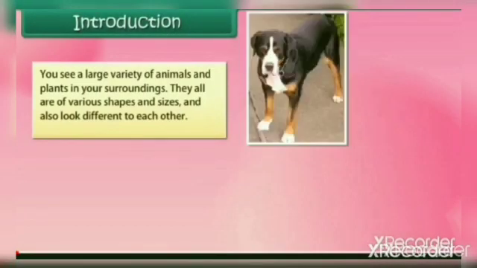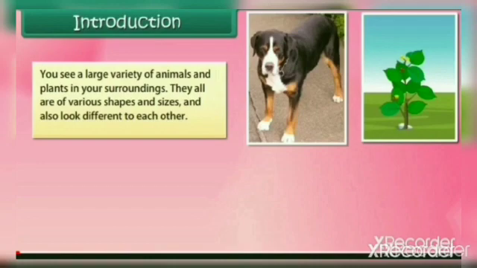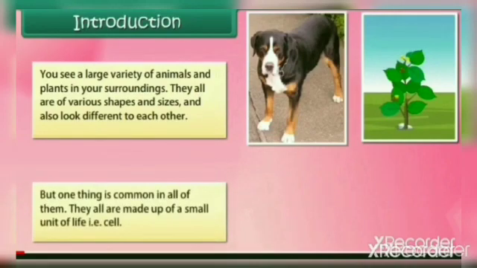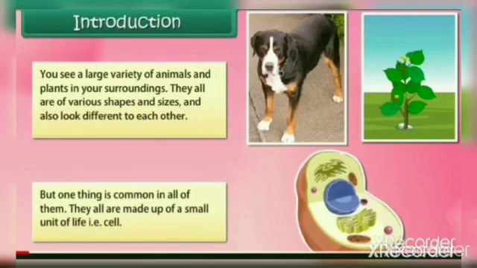Introduction. As you see a large variety of animals and plants in your surroundings, they all are of various shapes and sizes and also look different from each other. But one thing is common in all of them: they all are made up of a small unit of life, that is the cell. So we will discuss in this chapter about the cell.